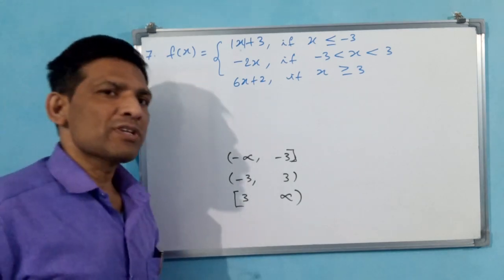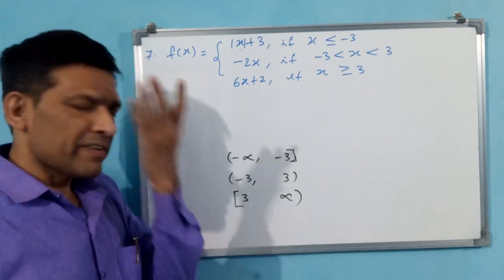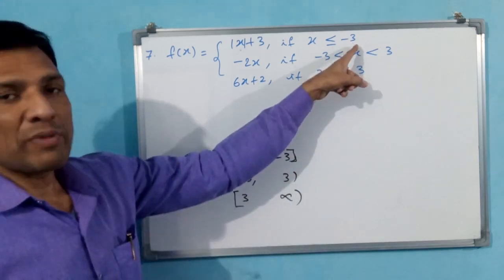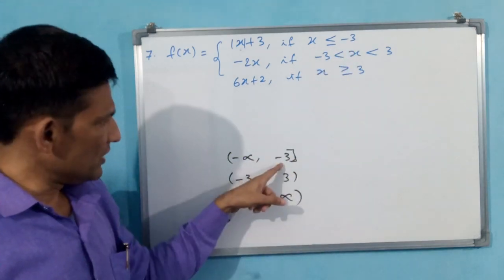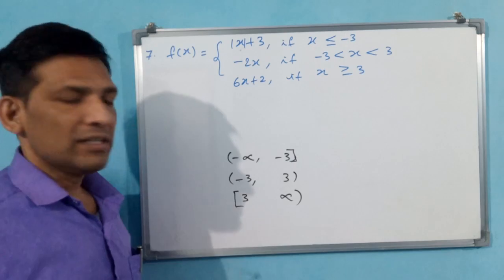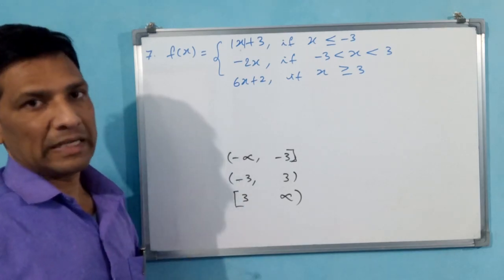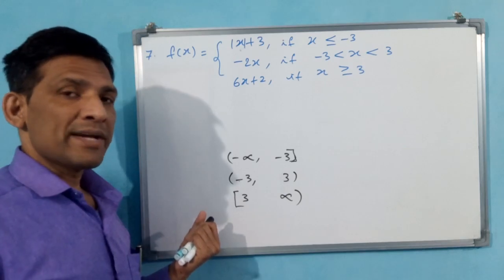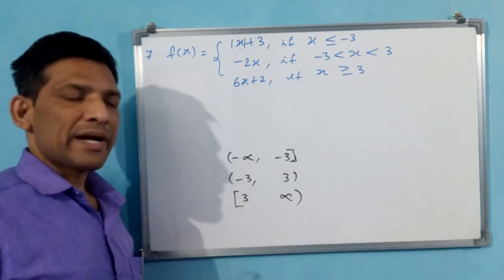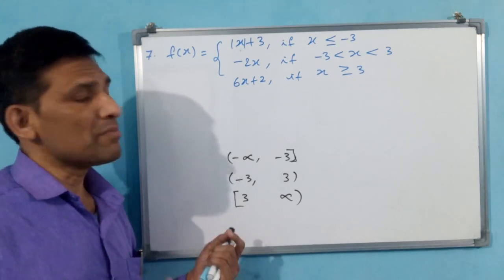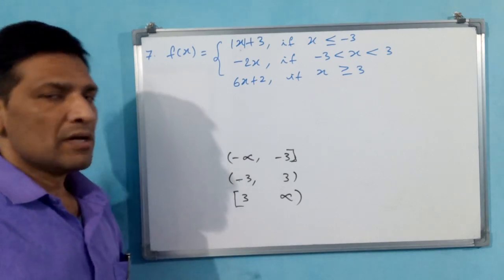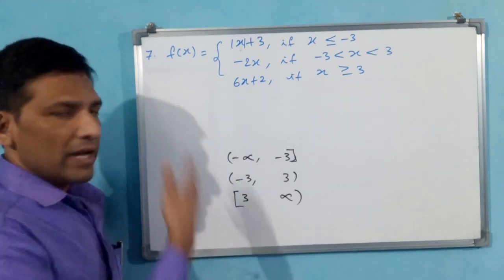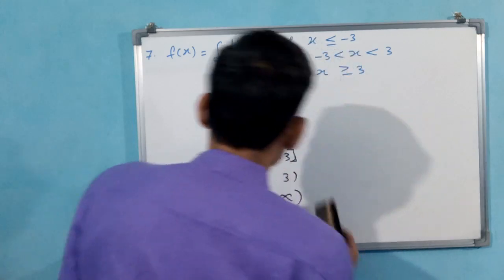That means where we have to check now for the point of discontinuity: at x is equal to minus 3 and at x is equal to 3 you have to check. You see here, x is equal to minus 3, x is equal to 3. These two places you have to check. Okay, let us check. Sometimes maybe at both points continuous, sometimes maybe at one point continuous and one point discontinuous, sometimes maybe at both points discontinuous. That depends on the function. Let us see what will come.